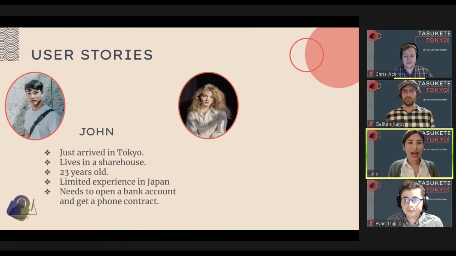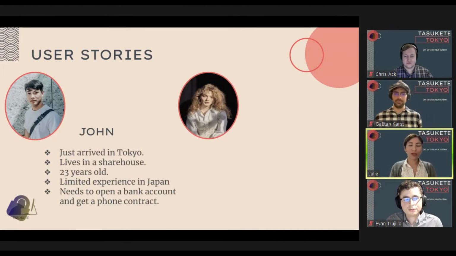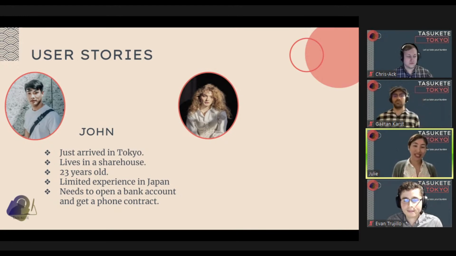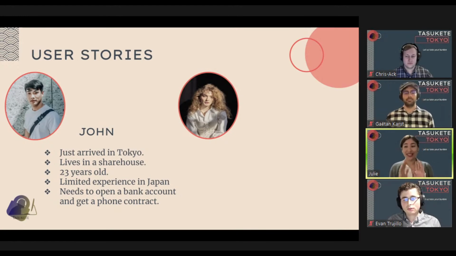Thank you very much, Chris. So I'm going to take us through some user stories. These are basically the types of users that we had in mind when we developed this app. So first off, we have John. So John just arrived in Tokyo. As many people do when they first arrive, he's living in a share house. He's 23 years old. He has limited experience in Japan, doesn't speak Japanese at all. But to get his life started in Japan, he needs a bank account and a phone contract, and he needs help to have those opened for him.